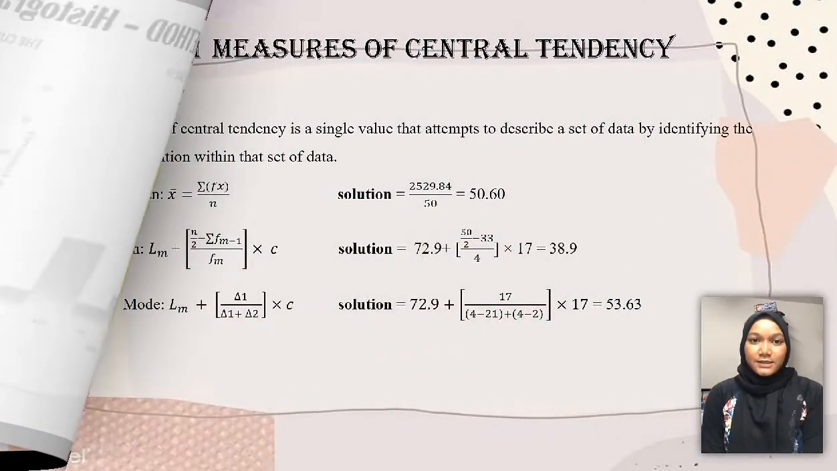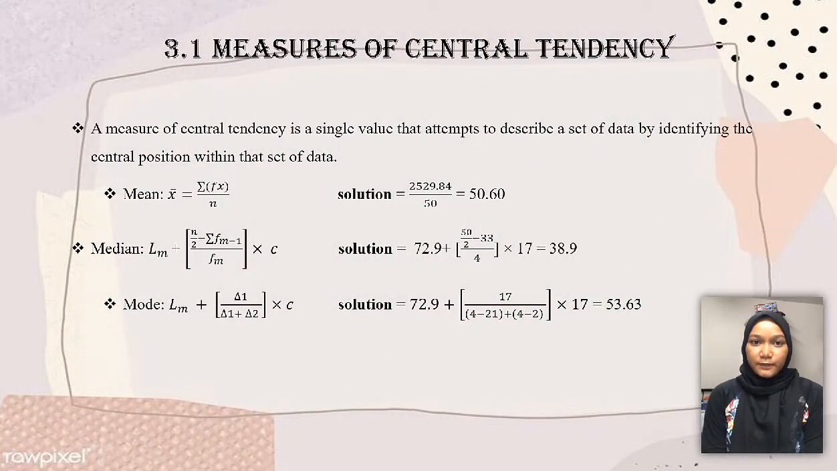Thank you. HASHIMAH Binti GHANI, matrix number H20A1522. I will continue with question number 3. A measure of central tendency is a single value that attempts to describe a set of data by identifying the central position within that set of data. The measures of central tendency are three: mean, median, and mode. Mean is the average of the data set.